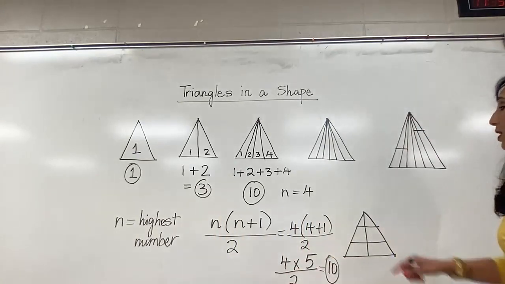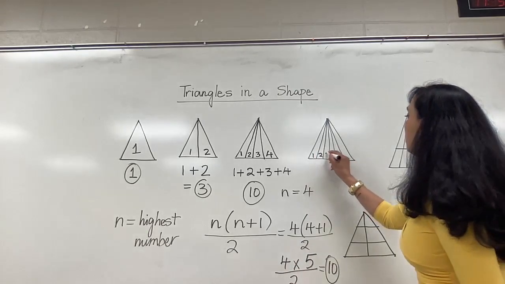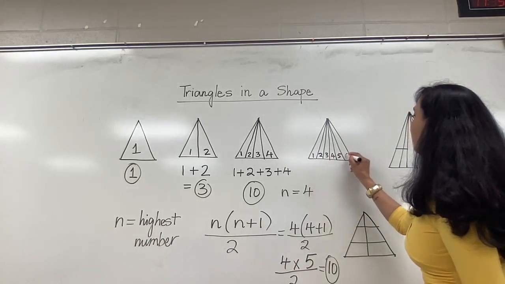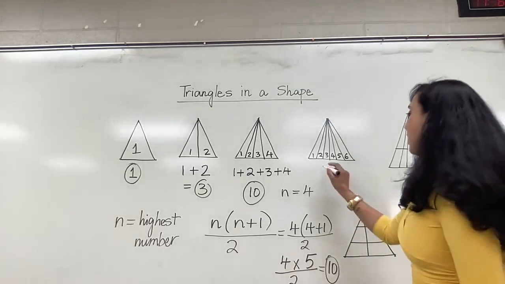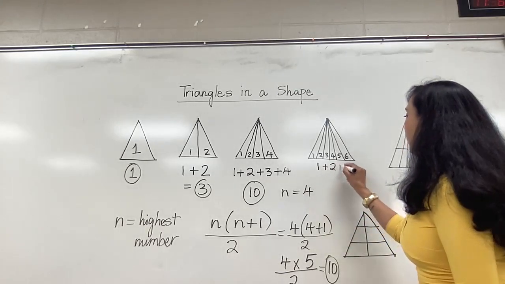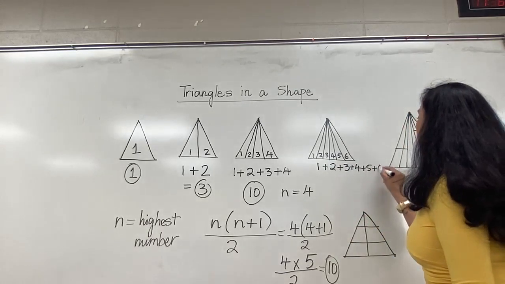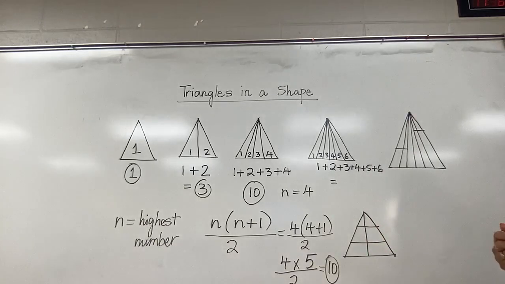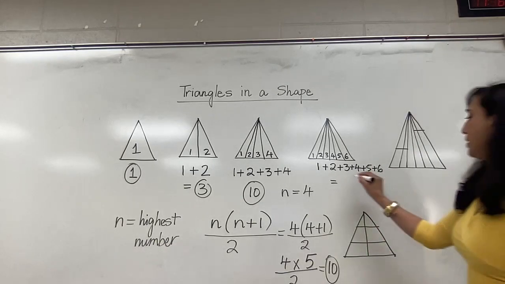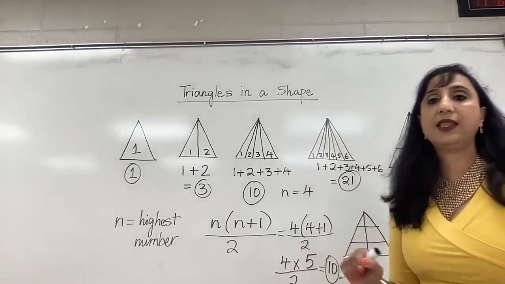So let's try this one. I have 1, 2, 3, 4, 5, 6 bases here. So all I'm going to do is add them up, 1 plus 2 plus 3 plus 4 plus 5 plus 6. So this is one way to do it. And then when I'm adding these up, I get 21. Okay, so I have 21 triangles in this shape.